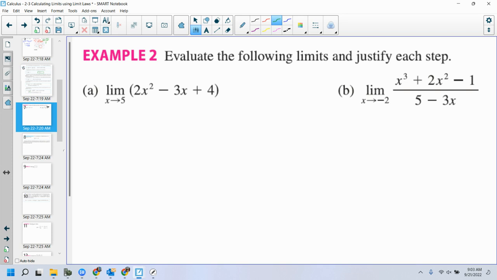Evaluate the following limits. We're not going to justify each step. We're not going to be proving anything here. I just want to evaluate these limits using the properties that we had just learned.